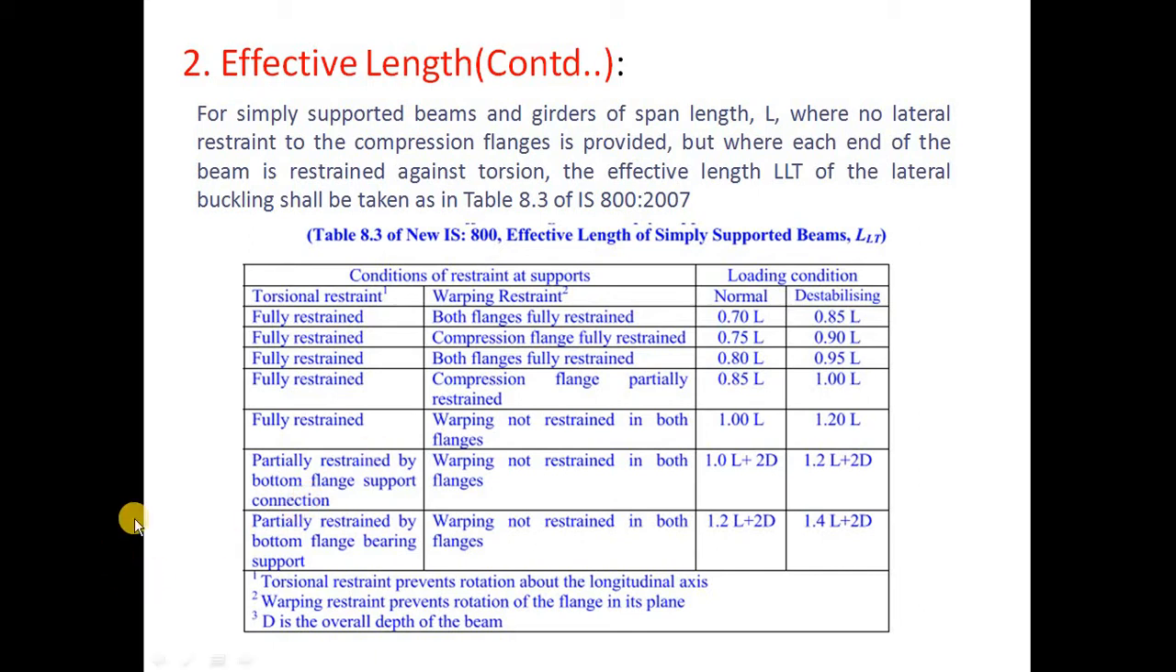I will take one simple example here. So when it is for the torsional restraint, when it is fully restrained, and for the warping, both flanges are fully restrained. For the normal loading condition, you have to take effective length as 0.7 L, and for the destabilizing you have to take it as 0.85 L. And what is that actually destabilizing loading condition? We'll explain that in the coming section.